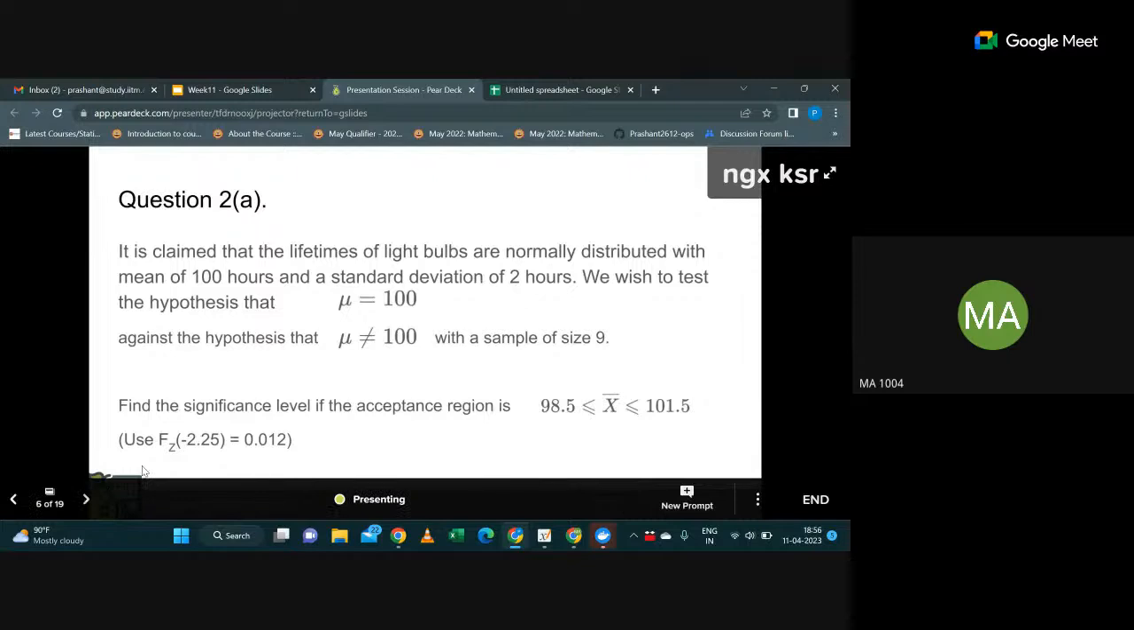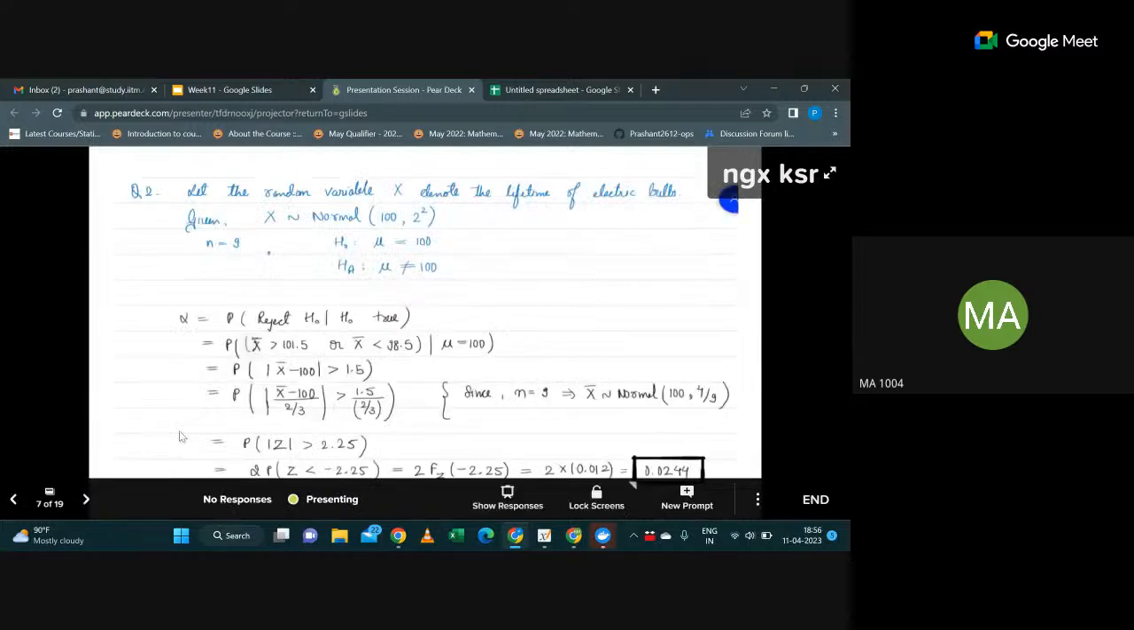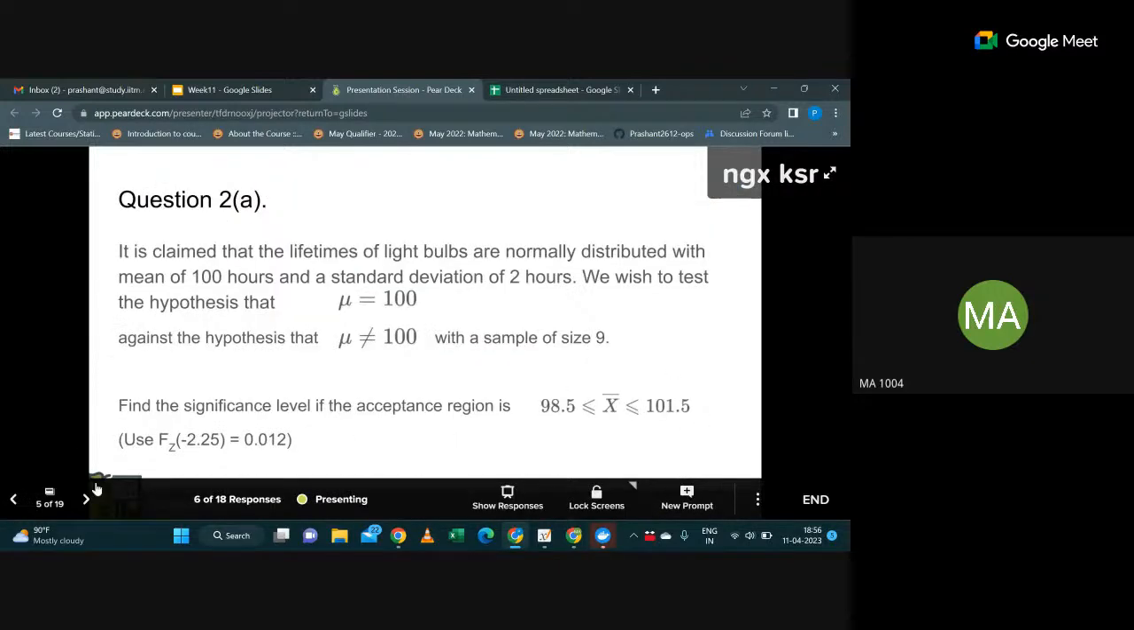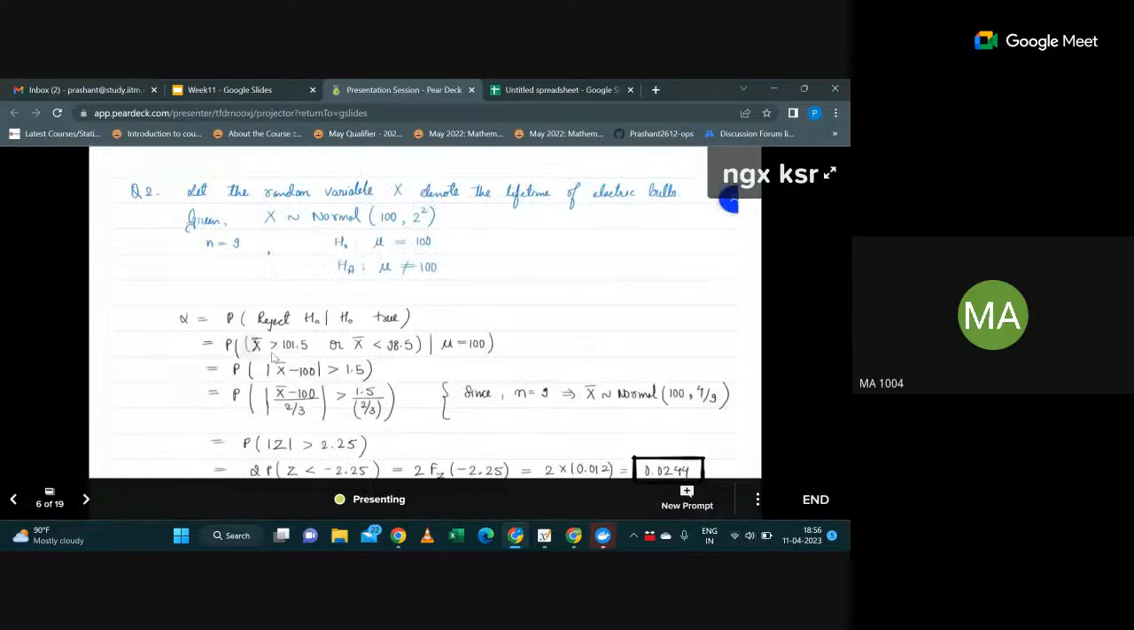The same thing which we have done. Mu was 100. H A was mu is not equal to 100. So we will reject H naught because we had given this acceptance region. So the rejection region will be either x bar greater than 101.5 or x bar less than 98.5. This I can write as mod of x bar minus 100 greater than 1.5. The same procedure we will do. So this question is clear to all of you?